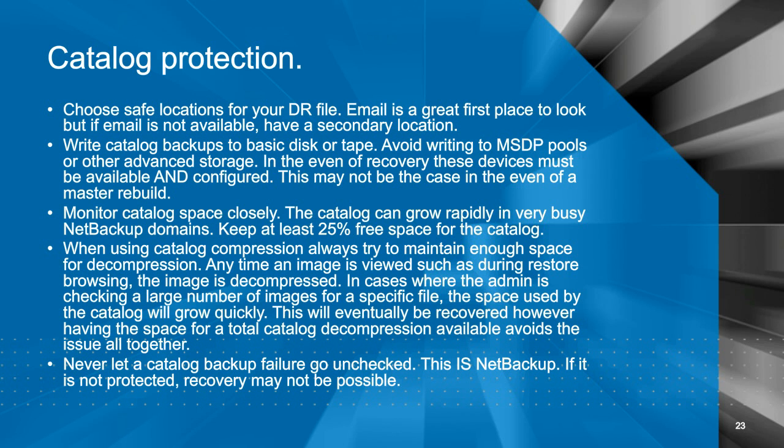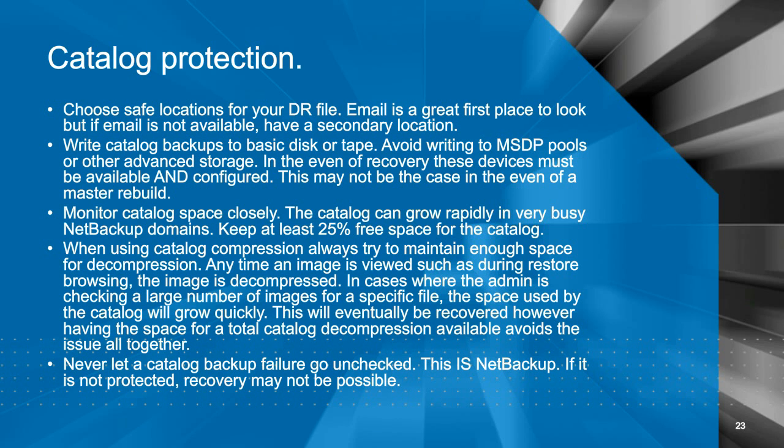You want to write your catalog backups to basic disk or tape. This is a bit of a rehash, but it's pretty important, because there are a lot of extra things that can happen if you're reconfiguring an MSDP from a total failure in a disaster recovery situation. It can add another layer of difficulty and maybe even failure to configure it properly, or you can't reference the backup image. With basic disk or tape, it's fairly straightforward. You just add it into the new environment and read it.